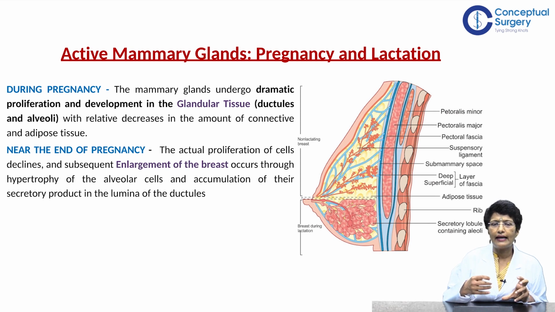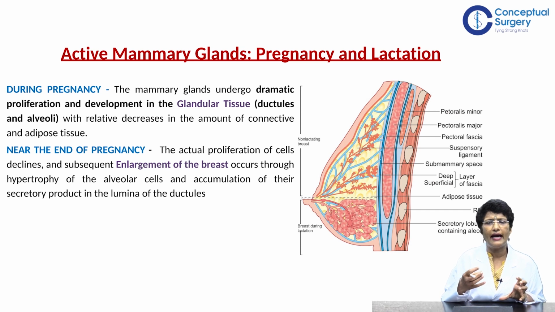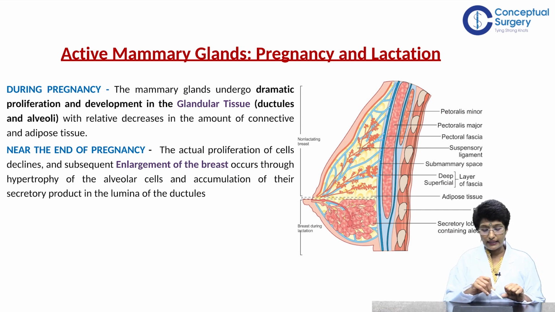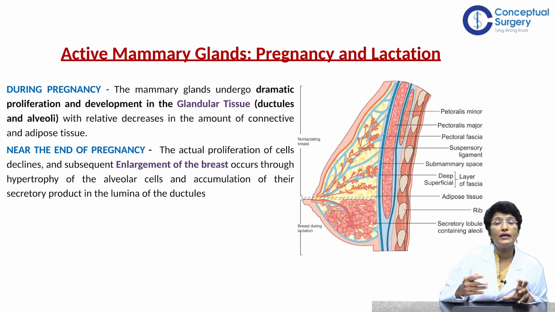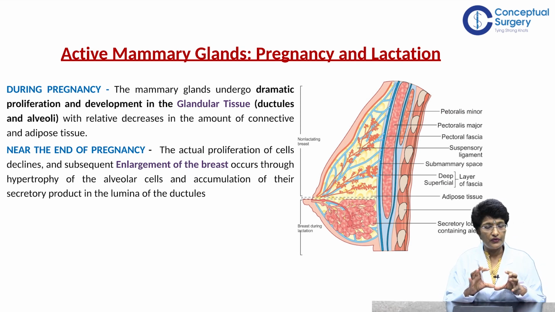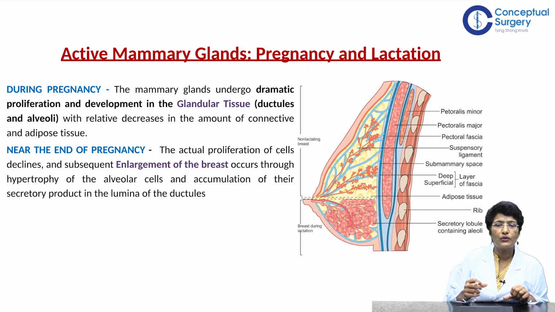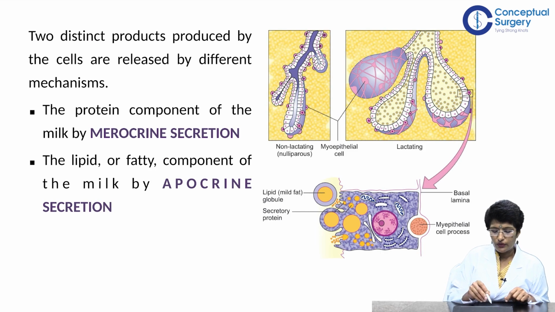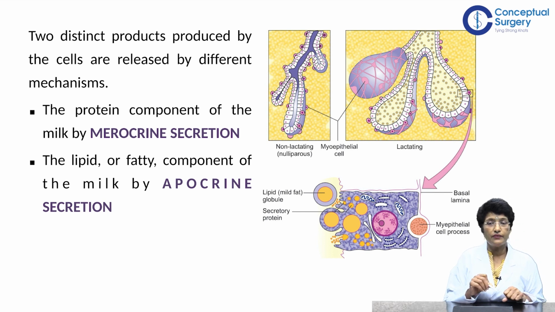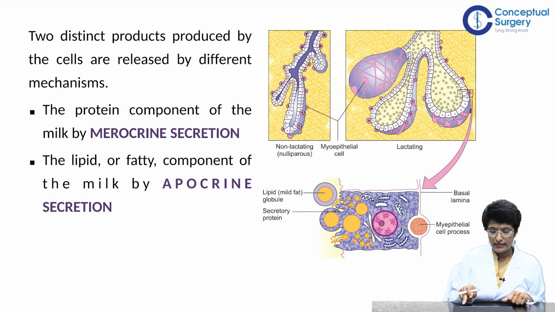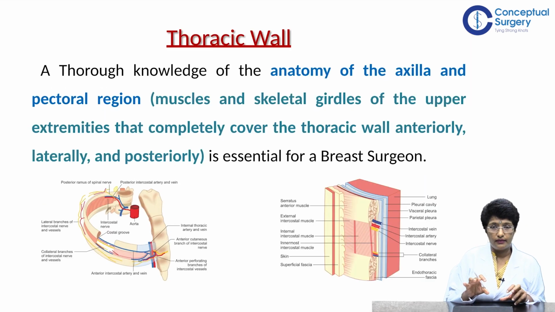So during pregnancy and lactation, there is a lot of activity happening within the breast also. There is a lot of proliferation and development in the glandular tissue. And towards the end of the pregnancy, there is no proliferation. In fact, there is only an increase in the number and size of the alveoli in preparation for lactation. So we know that there is a protein component. There is another lecture on physiology where you can hear more about this, where there is merocrine and apocrine secretion.